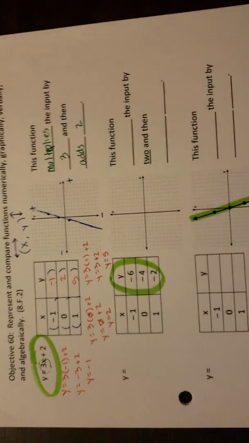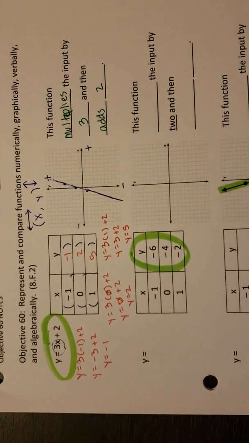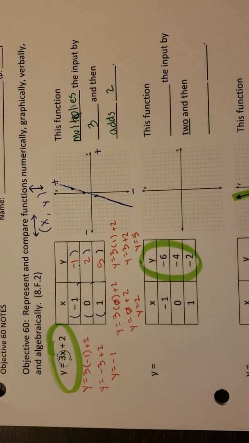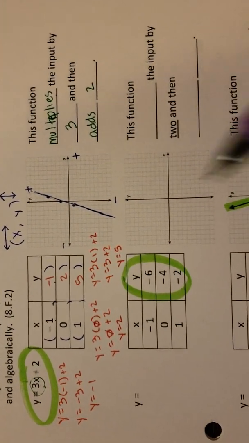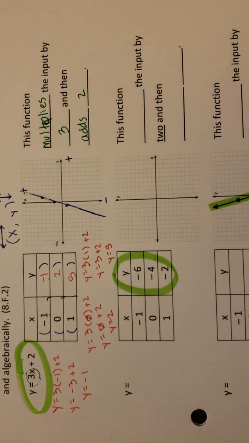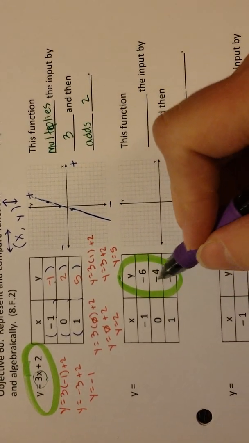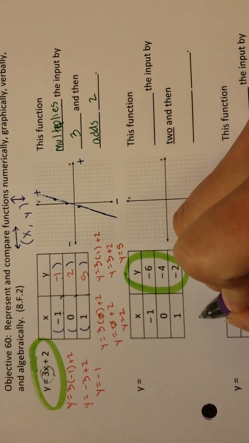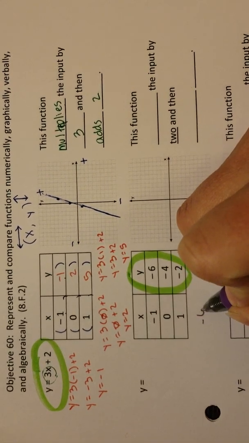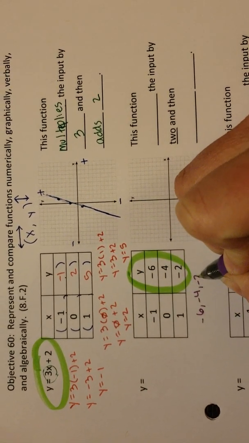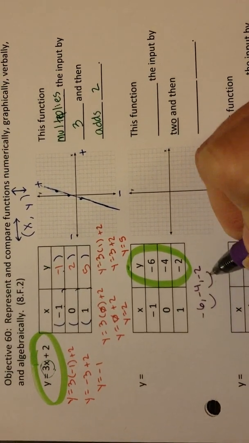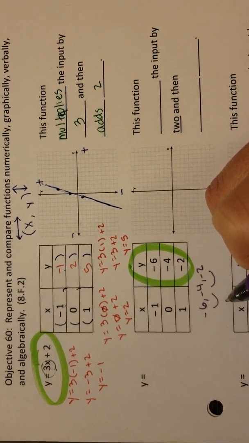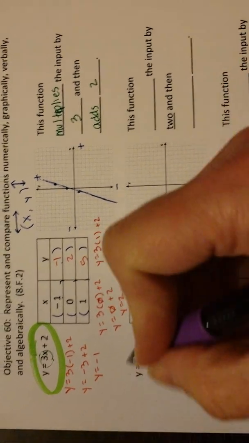Now we're going to do the same exact thing. We are just going to use a different form of representation to start with. So here we have a table. Remember, we could write that same information as a sequence, negative 6, negative 4, negative 2, and we can write an equation out of this. So what's my change as I go across? I'm increasing by 2, so y equals 2x.